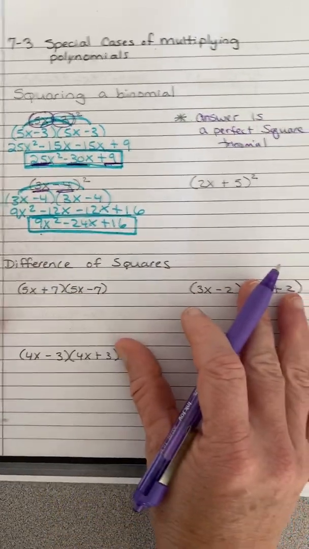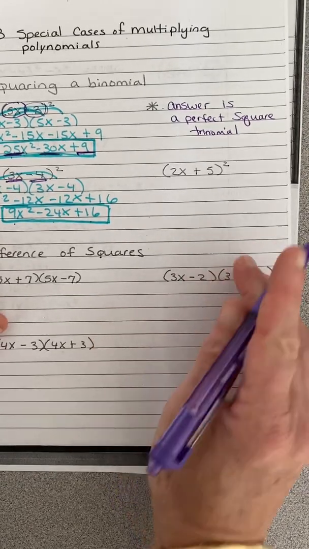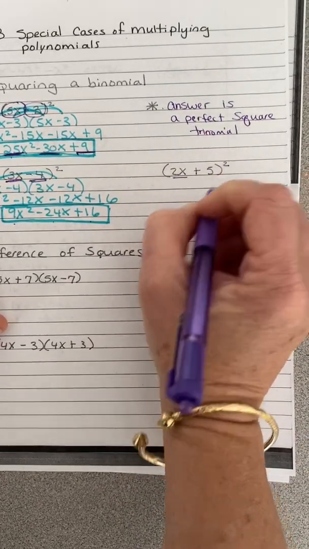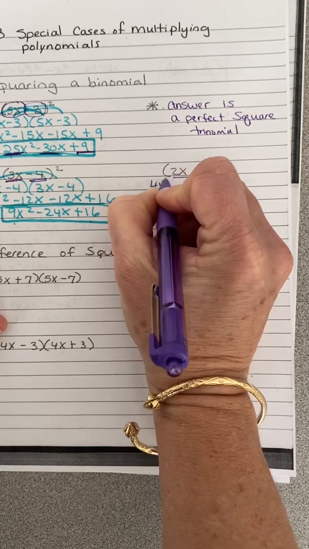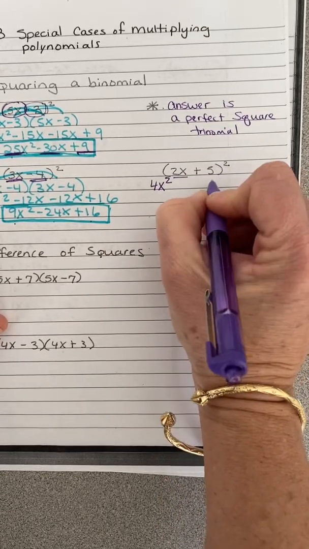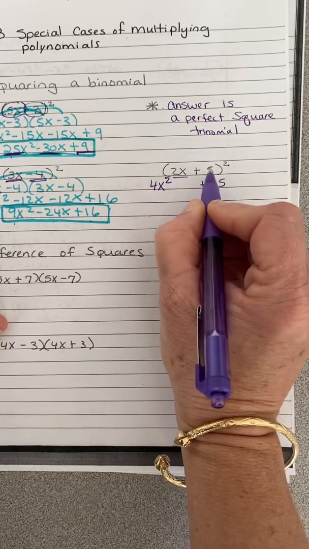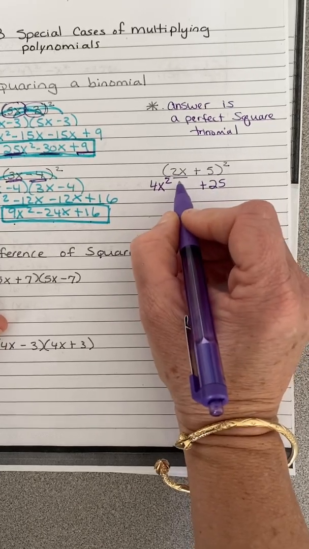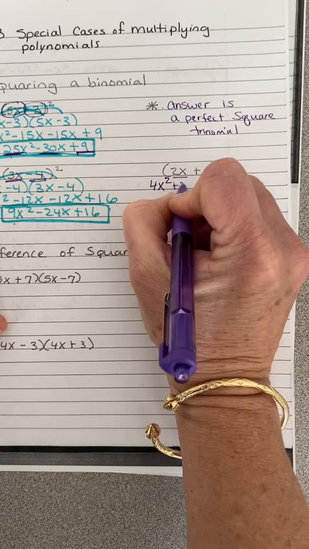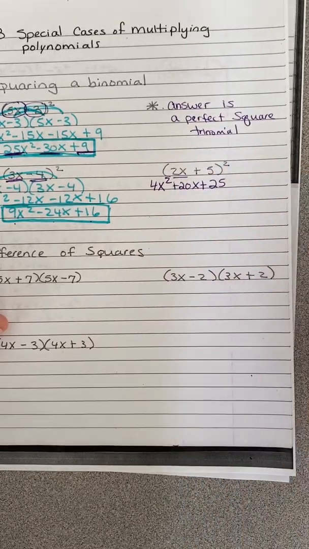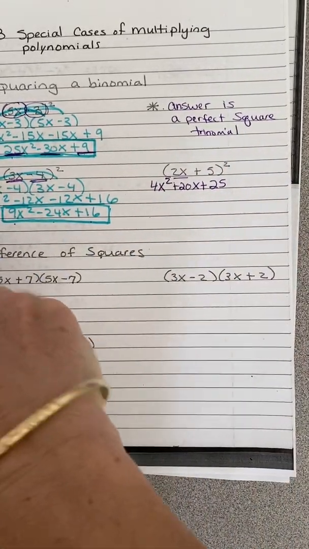So if I was going to do the shortcut here for this one, I would say, all right, I'm going to square the first one, 4x squared. Square the last one, positive 25. Multiply them: 2x times 5 is 10x. Double it, 20x.